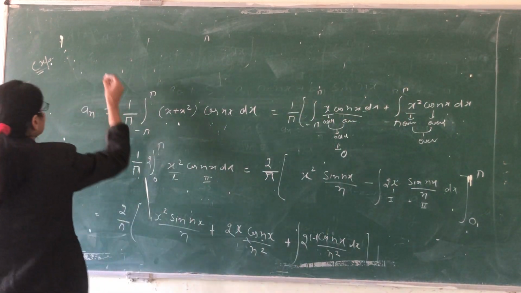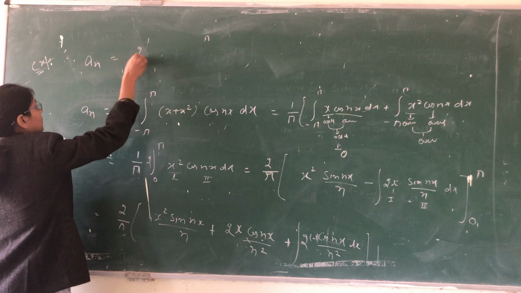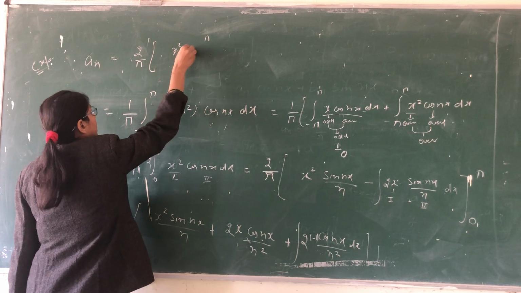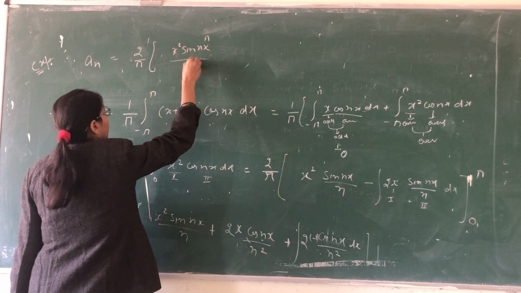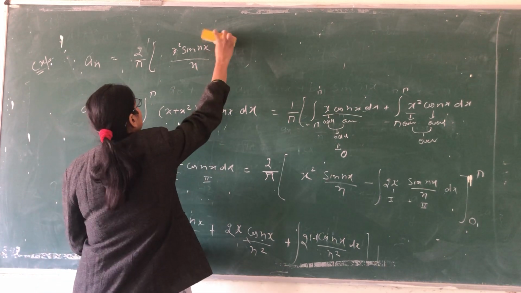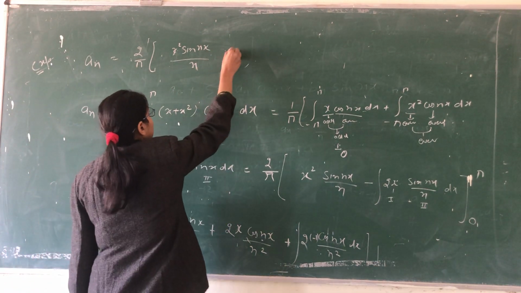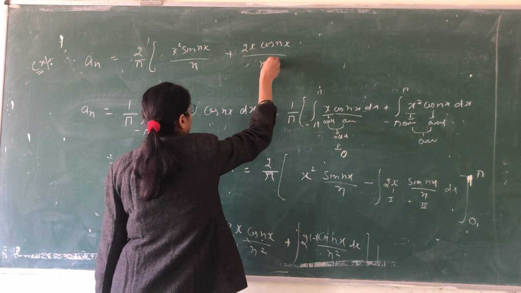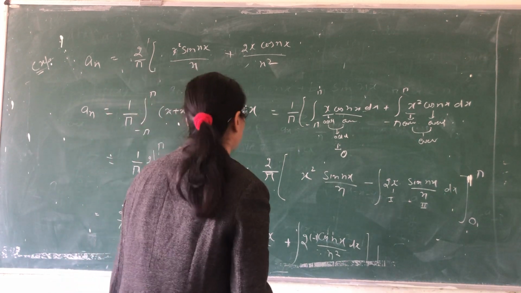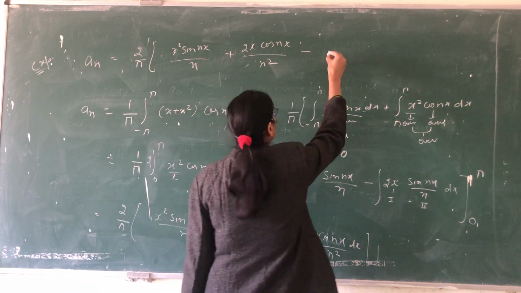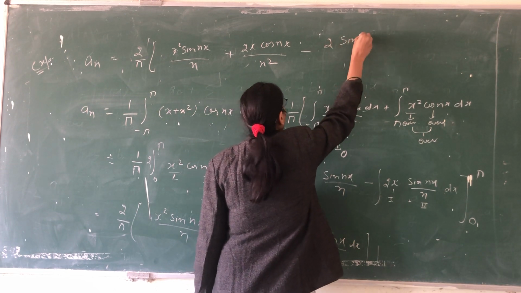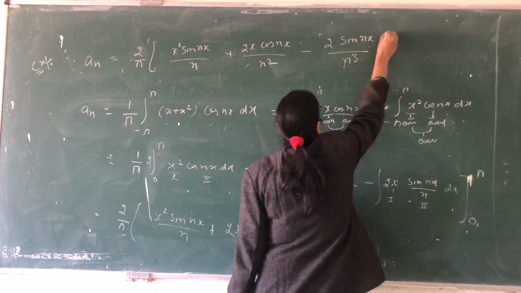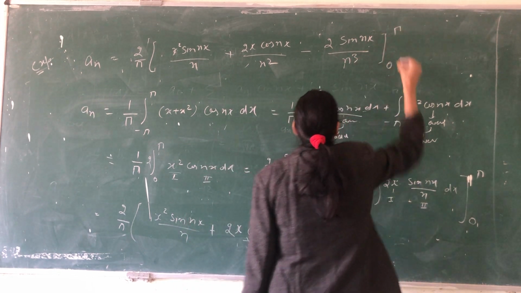ये हो जाएगा हमारे पास an equals to 2 upon pi, x square sin nx over n plus 2x cos nx over n square, and integration of cos nx is what? Sin nx, minus 2 sin nx over n cube, and limit is 0 to pi.